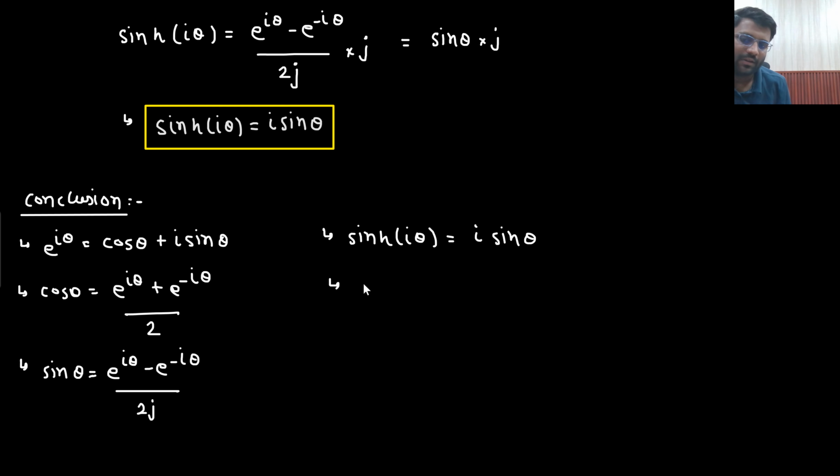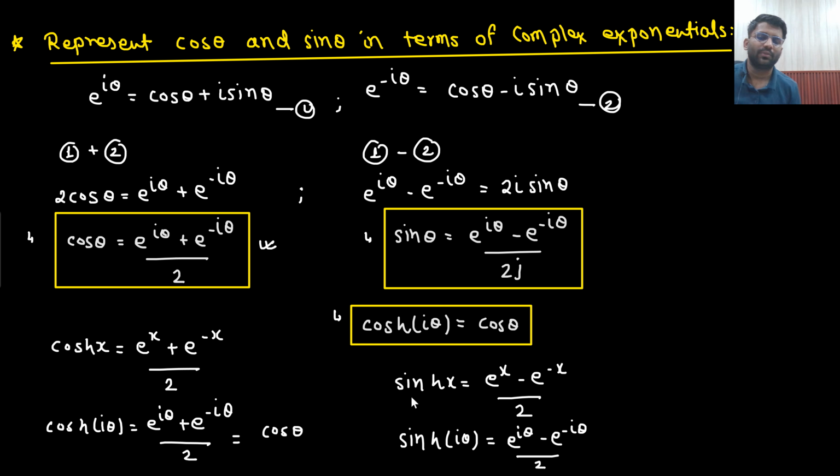Okay, and what about cos hyperbolic iota theta? What is the habit of cos? Cos will eat up everything, so it will eat up both. It will come out to be equal to cos theta only.